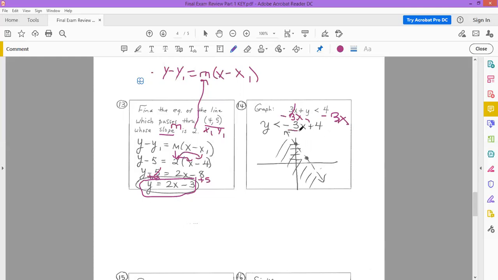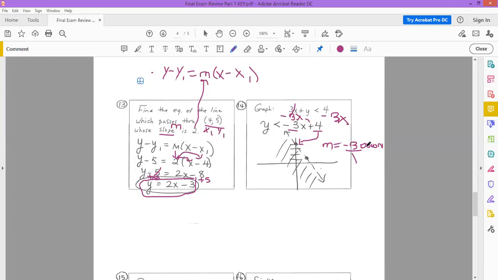Now, we're using the slope and the y-intercept to graph the line. You always start with your y-intercept. Our y-intercept is 4, so we're going to move up 1, 2, 3, 4, plot the point. And now our slope is negative 3, which can be written as a fraction by putting negative 3 over 1.